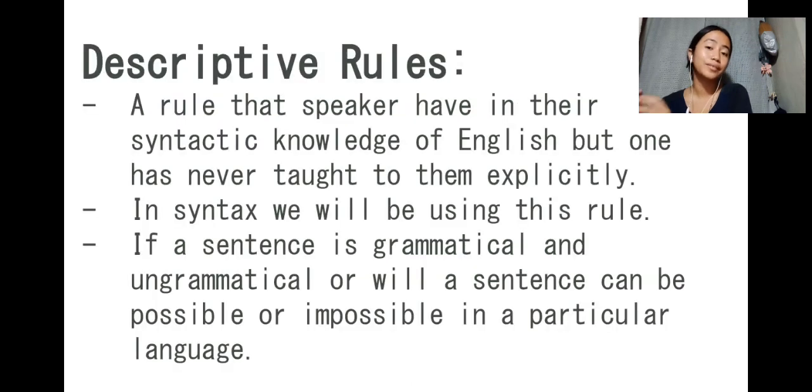This is the result of a descriptive rule. Now what is a descriptive rule? A rule that speakers have in their syntactic knowledge of English, but one that was never taught to them explicitly. Now in syntax, we use this rule to decide if a sentence is grammatical or ungrammatical, or whether a sentence will be possible or impossible in a particular language. Now that is prescriptive and descriptive rule in syntax.